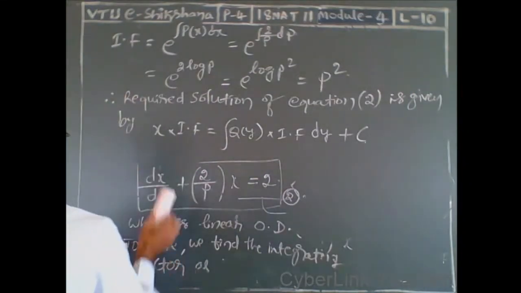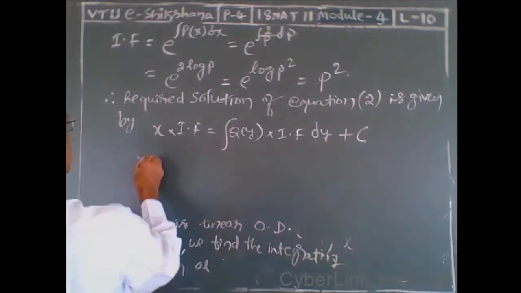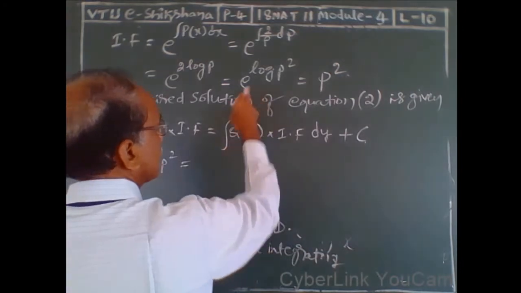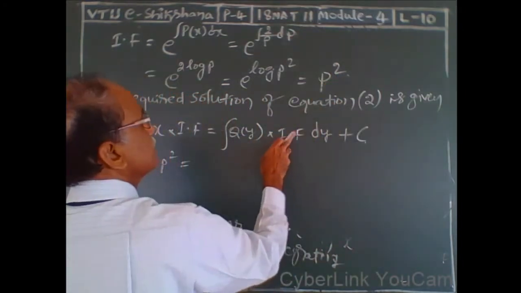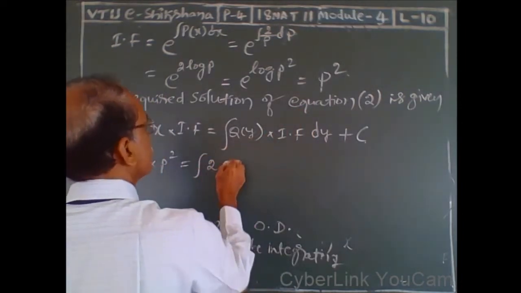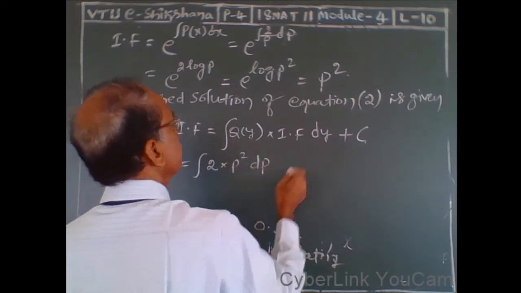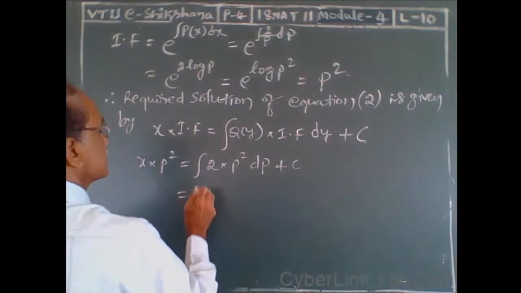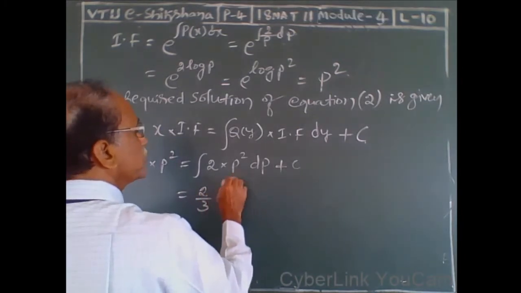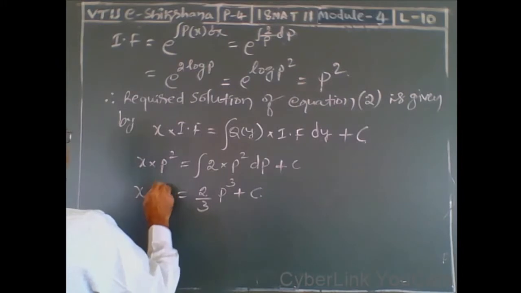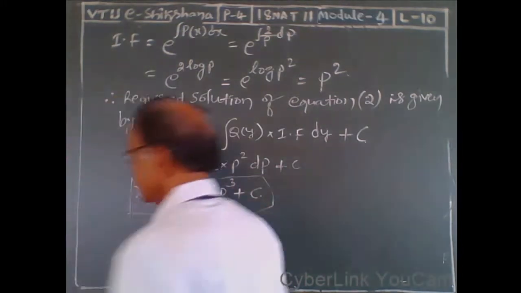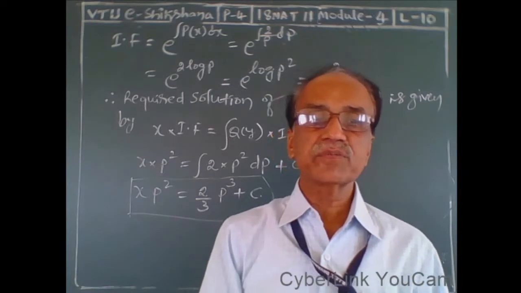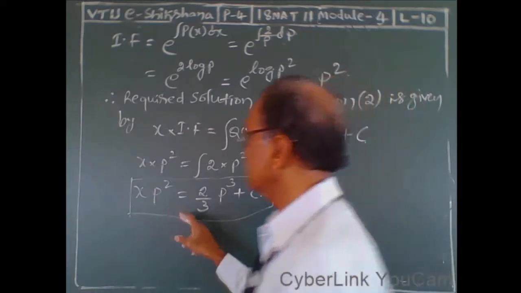So what is the step we are going to write? x into p square is equal to, p square is there and here 2 is there, integration of 2 into p square dp, in place of y, plus a constant. Then you have to integrate this: it is 2 divided by 3 into p cube plus a constant, that is x into p square. This is what we call the general solution, when it is linear with respect to x, that means linear in x, then this is the solution.